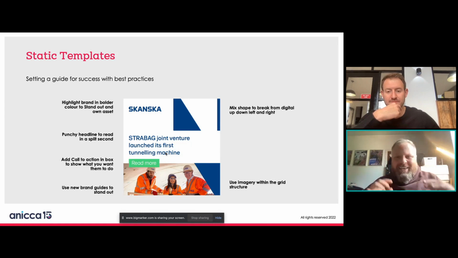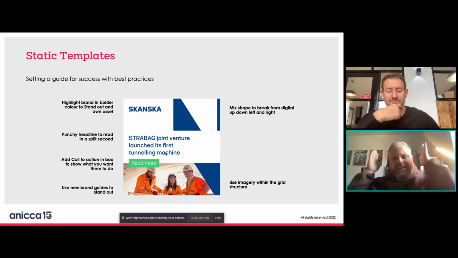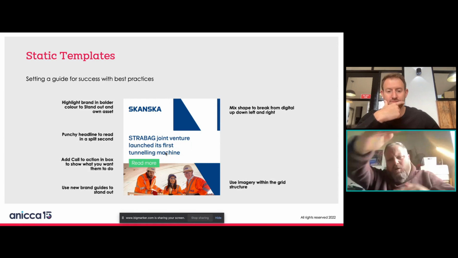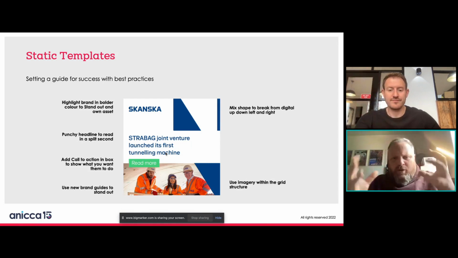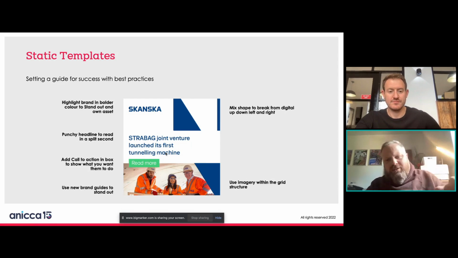So we're highlighting it. We're giving it breathing space. We're taking up more of the screen, this nice white big block here, and we're pulling people in. And it works far better than just an image. So all of a sudden, we've got a punchy headline, a call to action. We're using brand guides to stand out. We're using imagery with the grid structure that they've already got, and we're mixing shape to break the digital up, down, left, right. So by using diagonal shape a lot, it really works because people look at their socials like this. So if you introduce something like this, it attracts their eye. Brilliant.